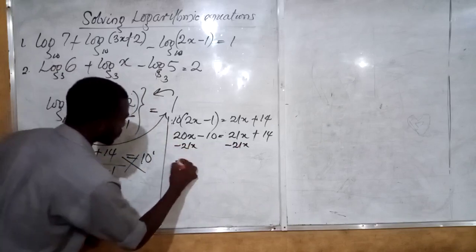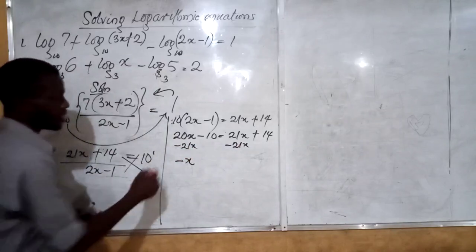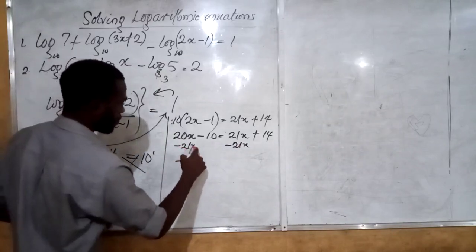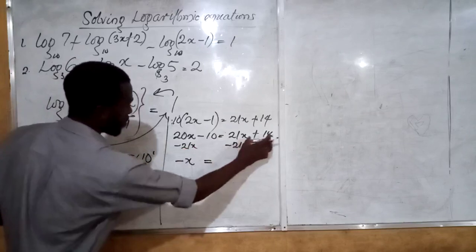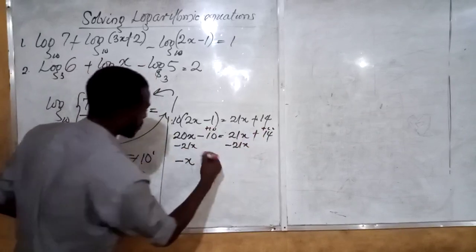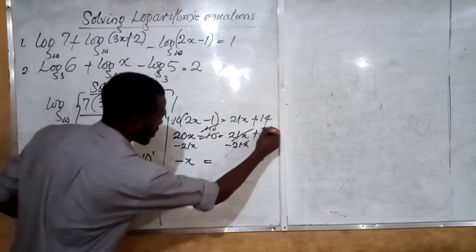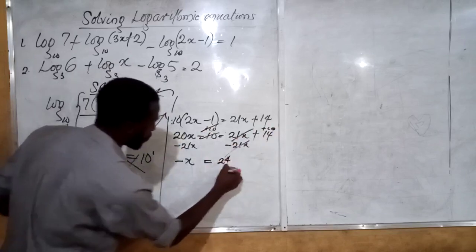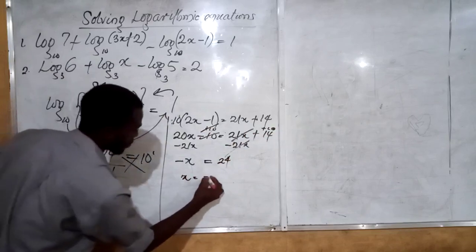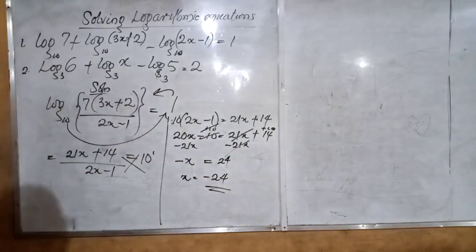This leaves us with minus x. Then on this other side we're going to add 10 to both sides. So plus 10 and plus 10, so that this place becomes 0, here likewise becomes 0. So we have 10 plus this place becomes 24. So that x altogether becomes minus 24. And that becomes our answer for the expression.